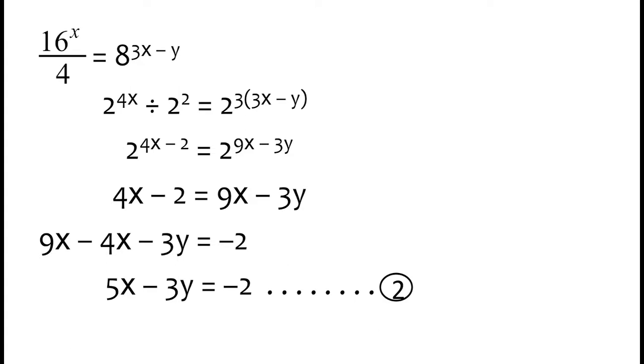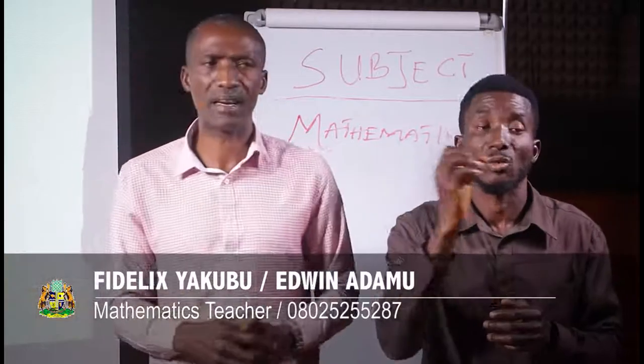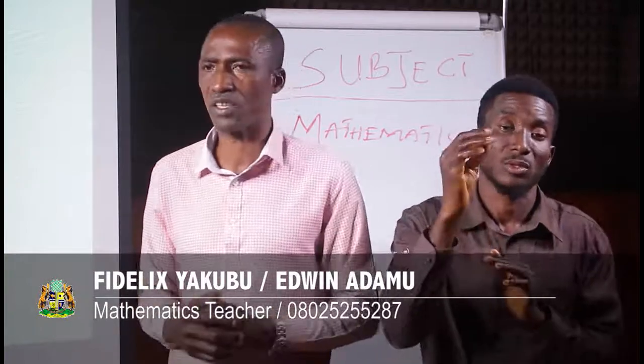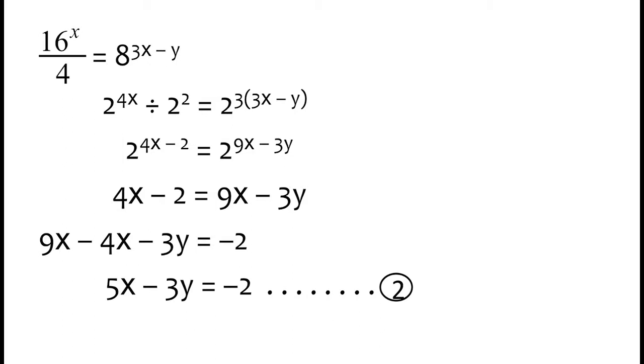By collecting the like terms, y plus 4x crosses to the right and becomes minus 4x. That is why I have 9x minus 4x minus 3y equals minus 2. So 9 oranges minus 4 oranges, or take away 4 oranges, you'll be left with 5 oranges. So I now have 5x minus 3y equals minus 2, equation 2.